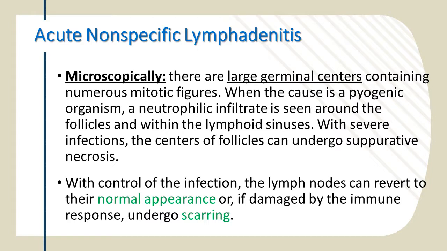Microscopically, there are large germinal centers containing numerous mitotic figures. When the cause is a pyogenic organism, a neutrophilic infiltrate is seen around the follicles and within the lymphoid sinuses. With severe infections, the centers of the follicles can undergo suppurative necrosis. With control of the infection, the lymph nodes can revert to their normal appearance or, if damaged by the immune response, undergo scarring.